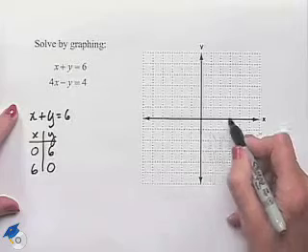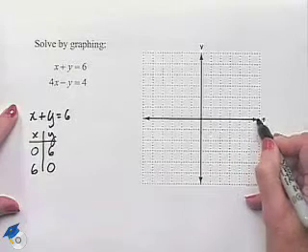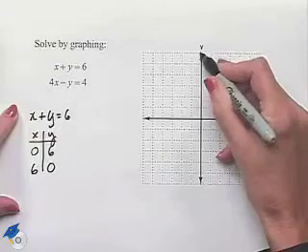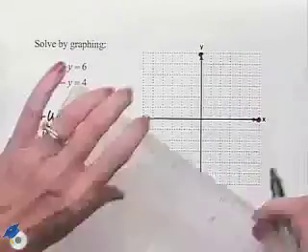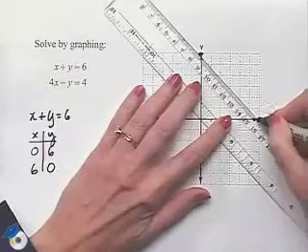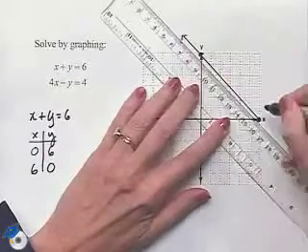We have 1, 2, 3, 4, 5, 6, and 1, 2, 3, 4, 5, 6. And now if we connect the dots, we have the graph of our first line.